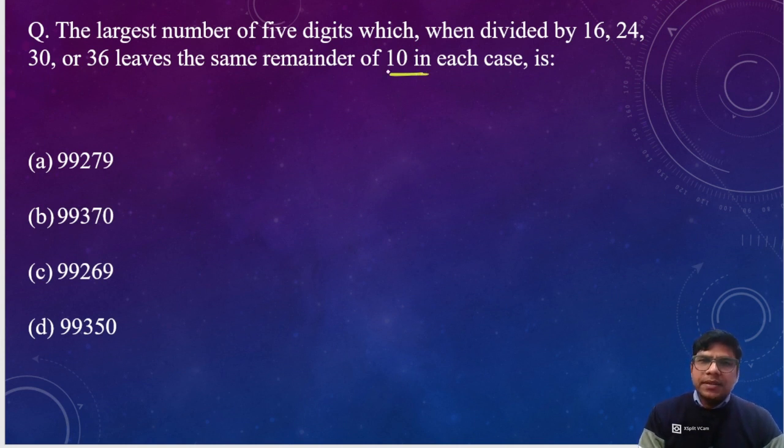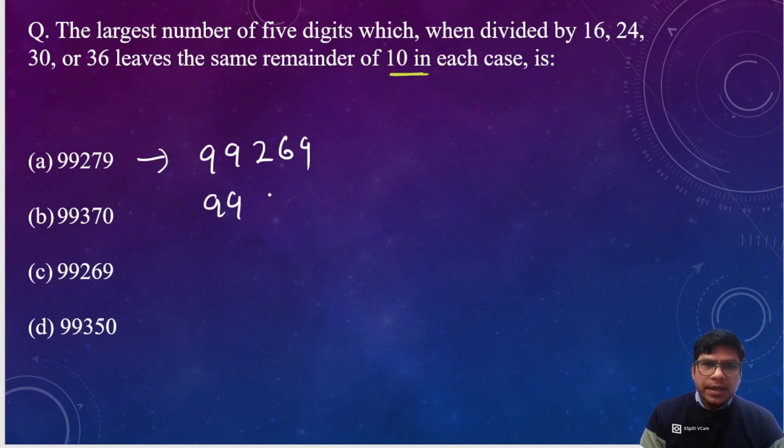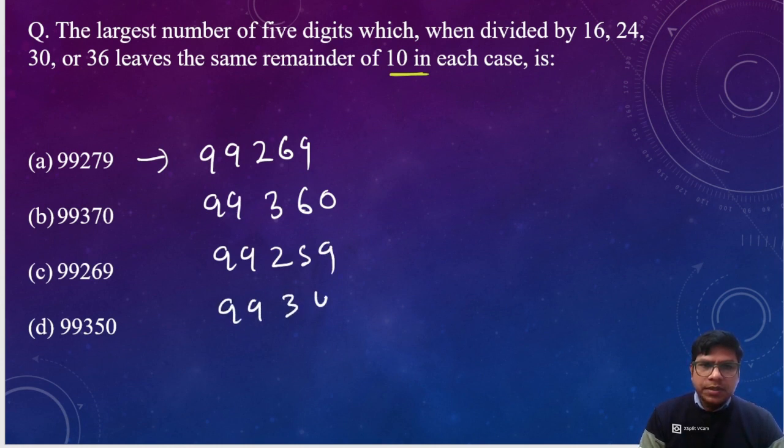So if we subtract 10 from all these numbers, then what do we get? 99269, 99360, 99259 and 99340. Now that option will be our answer which is exactly divisible by 16, 24, 30 and 36.